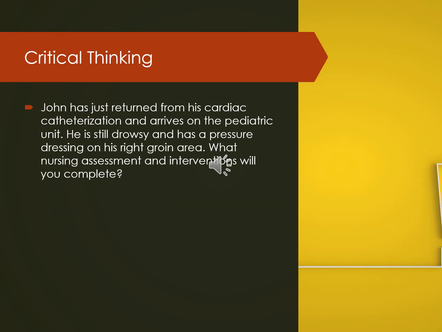All right, so let's look at your critical thinking skills a little bit. John has just returned from his cardiac cath and arrives to the pediatric unit. He's still drowsy and has a pressure dressing on his right groin area. What nursing assessment and interventions will you complete? All right, so you want to make sure that you are assessing the right groin dressing, getting those pedal pulses, vital signs every 5 to 15 minutes for the first hour, right? You want them to remain flat for 2 hours. That way they get that good circulation, and then monitoring that I&O for that contrast dye. So you want to be looking for that. So those are some very important things for you to remember.